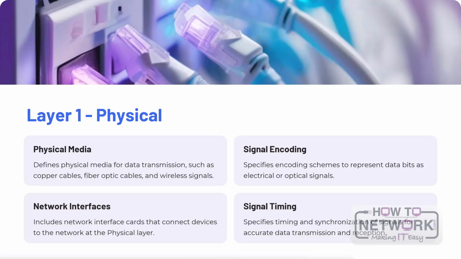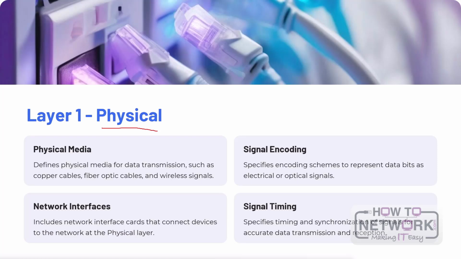Let's talk about the first layer, which is layer 1, or the physical layer. The physical layer is the foundation of network communication. It deals with the transmission of raw data bits over physical media. This layer defines hardware specifications for devices, transmission media, and electrical or optical signals. Think of it as the plumbing of a network, ensuring the physical connection and flow of data bits.